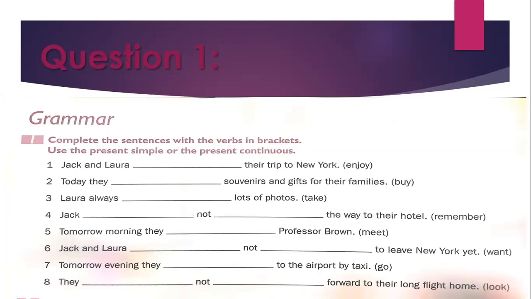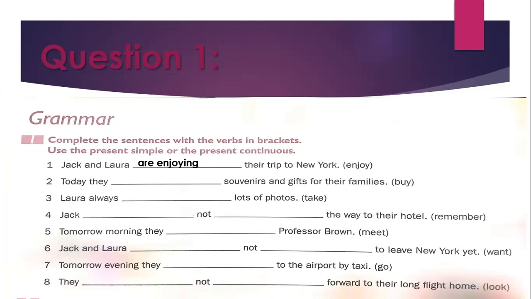Jack and Laura, their trip to New York. Here we have the verb enjoy. So it is a temporary action. We are talking about their visit to New York. So it is a temporary action. As I told you, أحداث مؤقتة. So with temporary action, we use present continuous. So Jack and Laura are enjoying their trip to New York.